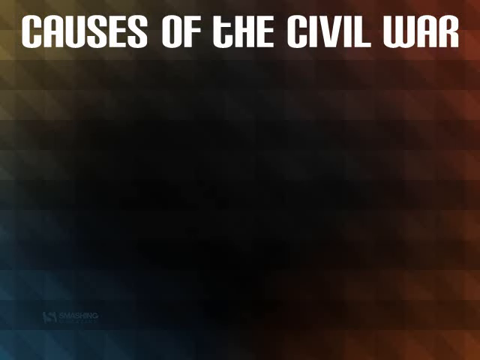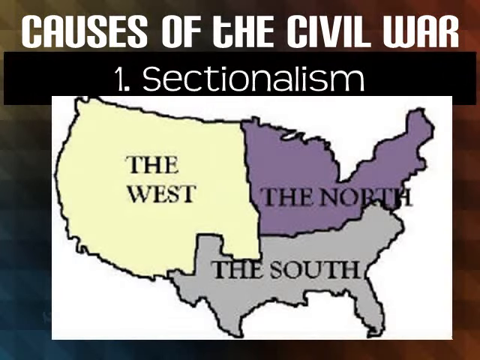Okay, in this video we're going to be talking about the causes of the Civil War. Why did we end up having a war against ourselves? It doesn't really make a lot of sense. But here's the three main reasons, the three big S's. Number one, sectionalism. And we're going to break it down.